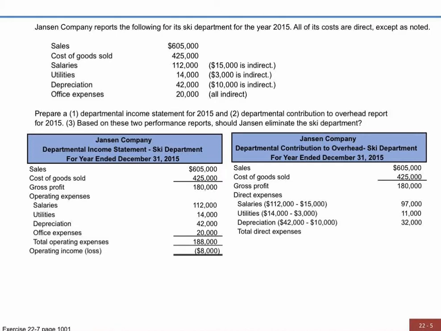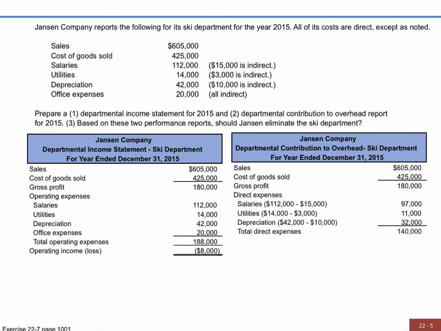So we're going to pay for those office expenses either way. So this might be something along the lines of payroll or various expenses or miscellaneous expenses that are picked up by the office, and then regardless of whether we have this department or not, we're still going to have that as an expenditure. So it's not going to be eliminated even if the ski department is.